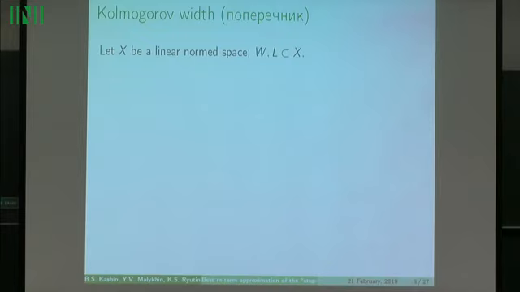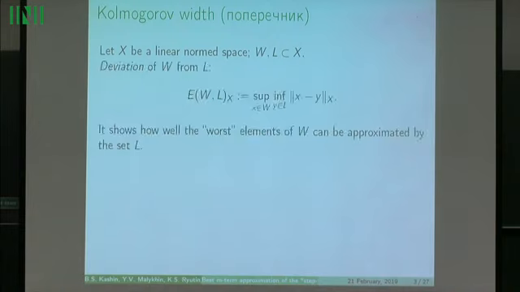So first of all, let us recall a definition. For X, a linear normed space, and some subset of X called W, we recall the definition of the deviation of W from L, where L is a linear subspace. So here is the usual definition of the deviation.